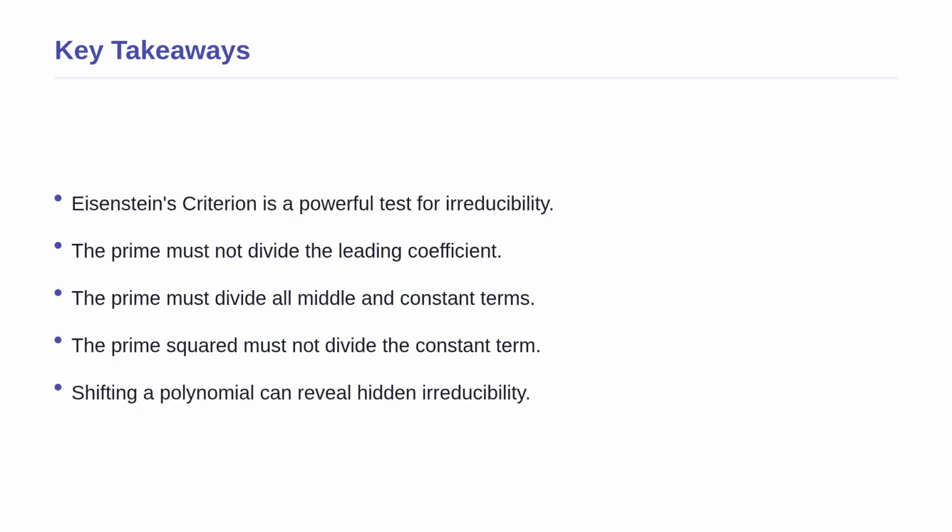Let us summarize the key takeaways from today's lecture. Eisenstein's criterion transforms a difficult algebraic factoring problem into a simple checklist of divisibility. Remember the 3 rules. Your chosen prime must not divide the leading coefficient. It must perfectly divide all the middle terms and the constant term. And its square must not divide the constant term. If all 3 hold, the polynomial is guaranteed to be irreducible. And as we saw with the cyclotomic polynomial, even if the test fails at first, a clever algebraic shift can reveal its hidden unbreakable nature. You now have one of the most elegant tools in ring theory at your disposal.